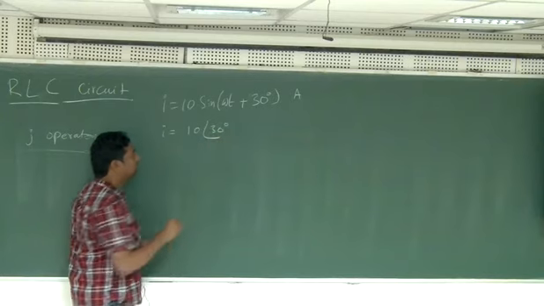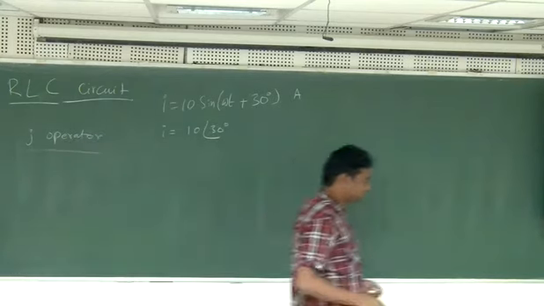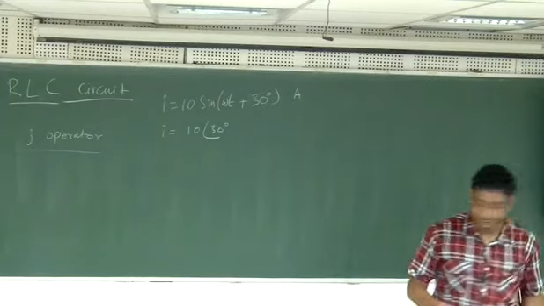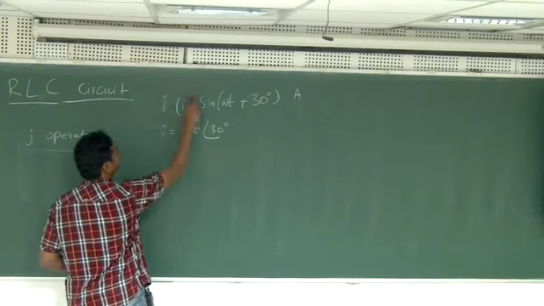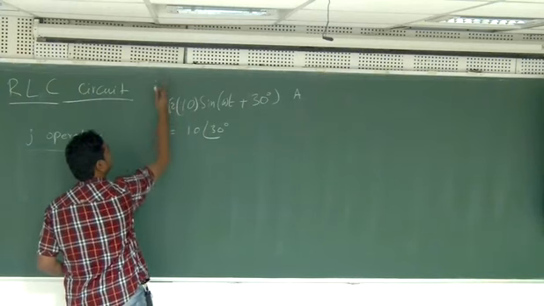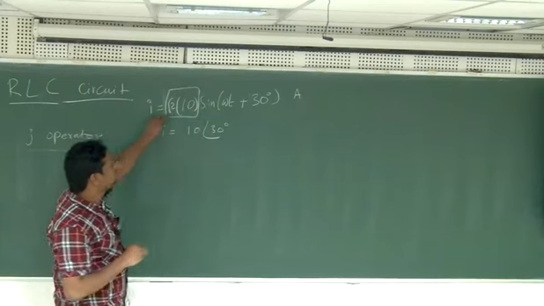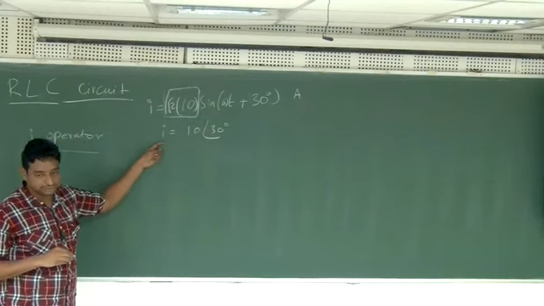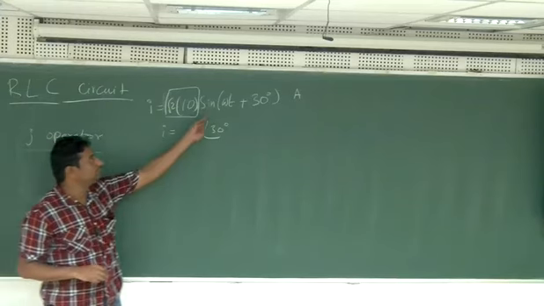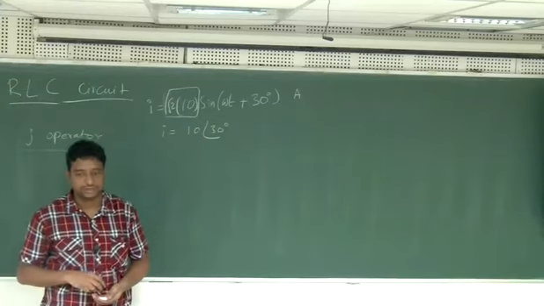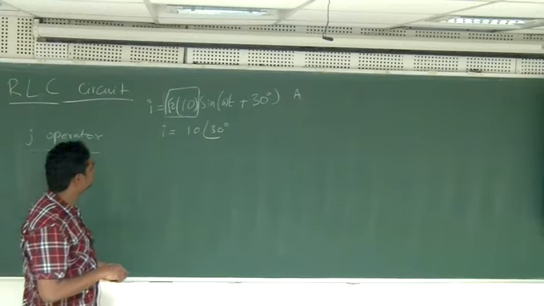Strictly speaking, it should be 10 by root 2. So anyway, why confuse? I'll put a root 2 here. So this whole thing is the maximum value of current, and when you convert to polar form, it will become 10 and angle 30. So here the omega information is not shown because it's not required. For the entire circuit, we consider omega is same.